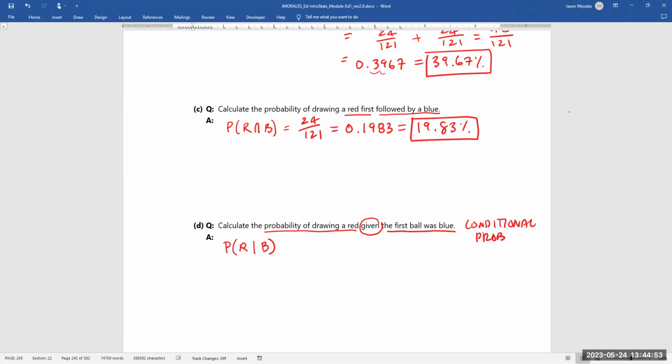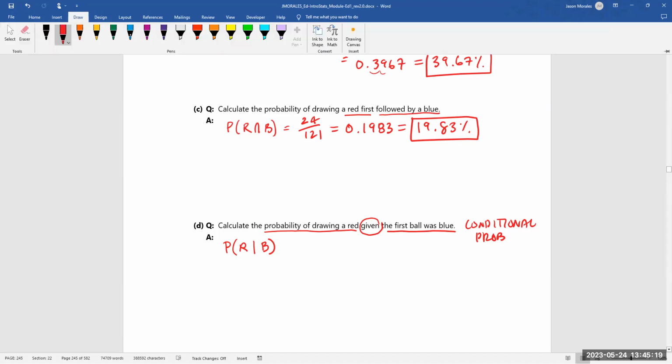And what this means is not only do we have to look at the blue marble being chosen first, but it's also going under the assumption that the blue ball drawing that first has already happened. It's a foregone conclusion. It's already happened. So let's look at the consequences of that in our tree diagram. And let me use a different color, maybe so that it will stand out a little bit more.